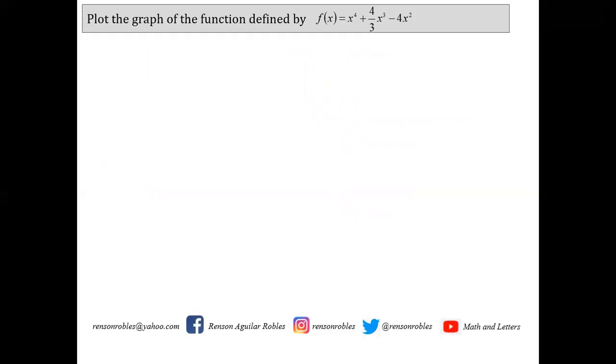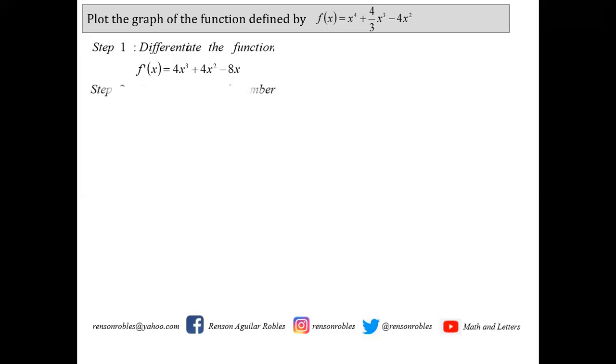Say we want to plot the graph of the function defined by f of x equals x to the 4 plus 4/3 x cubed minus 4x squared. So the first step is to differentiate the function f of x. So we have f prime of x equals 4x cubed plus 4x squared minus 8x. Let me say that again: it's 4x cubed plus 4x squared minus 8x.